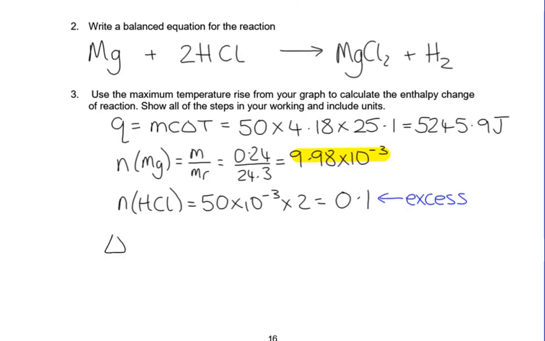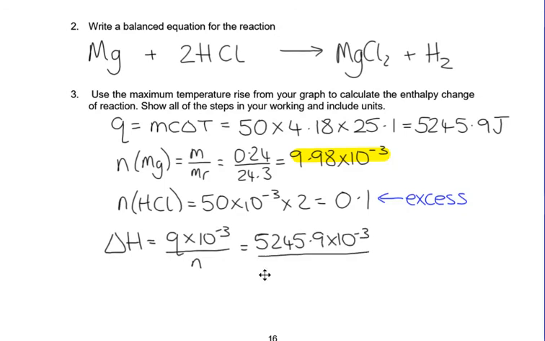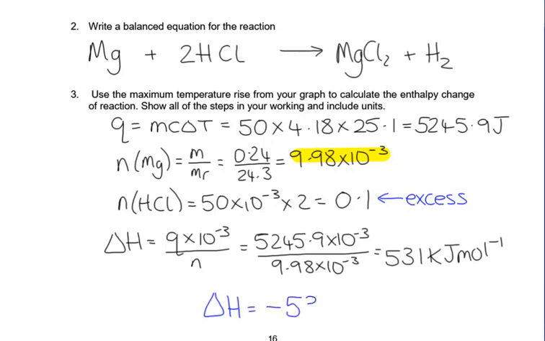Okay, so delta H is Q over moles, remembering that Q has to get converted into kilojoules. So 5245.9 divided by the moles of magnesium, because that's the maximum moles that could react. And you get 531 kilojoules per mole. And now remember, our final step is to choose the sign, and because the temperature went up in this experiment, it'll be minus 531 kilojoules per mole.